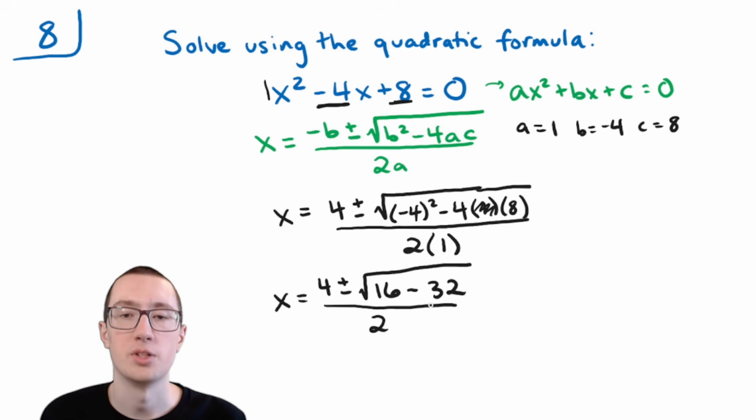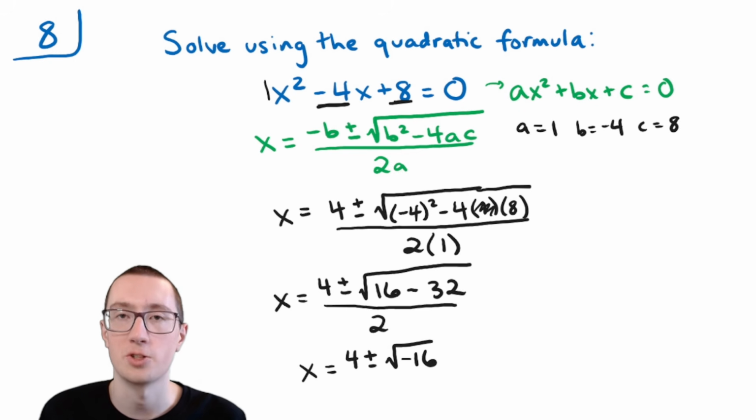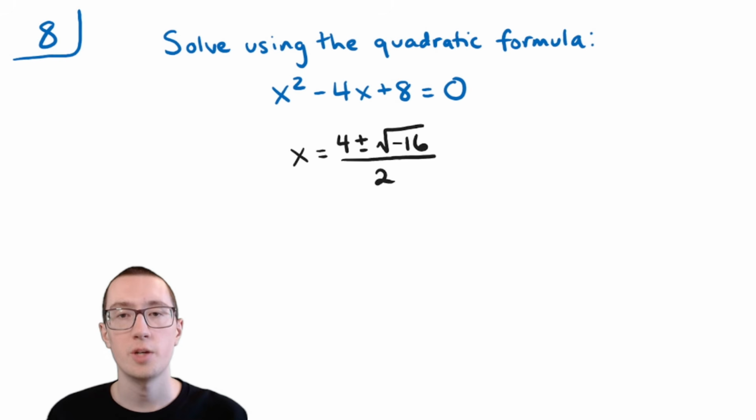And now let's go ahead and clean up this subtraction here. So we'll have x equals 4 plus or minus the square root of negative 16, because 16 minus 32 is negative 16. If you weren't sure of that, you could always put it in your calculator, don't worry. And then over 2. So you may be noticing a problem here, and that is we have a negative number in our square root, which in ordinary circumstances you would say you can't do that. So the answer is no answers, right?